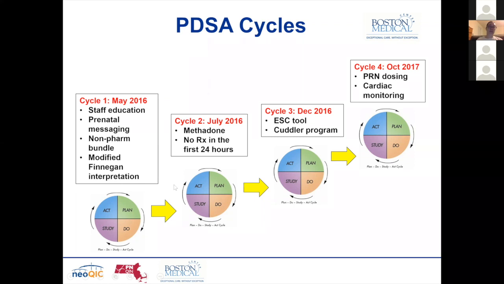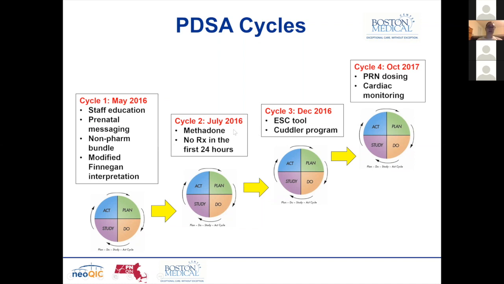And we started with just modified Finnegan interpretation, saying that, instead of acting on the score of 8, just talk about it and talk about, how is baby actually doing? Are we going to treat with medication or not? And so we did that for about 6 months, which I think was really, really key to show people that not acting on the score was okay, and that you could talk about it and the baby was going to be safe. The other thing that we did is we actually did switch to methadone.